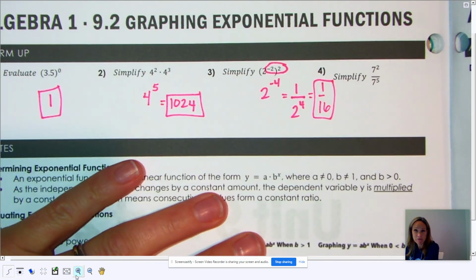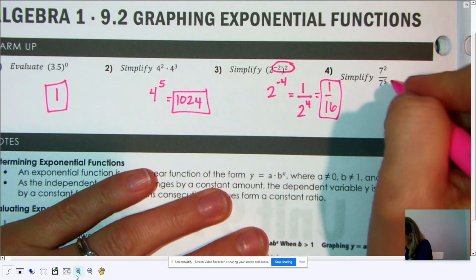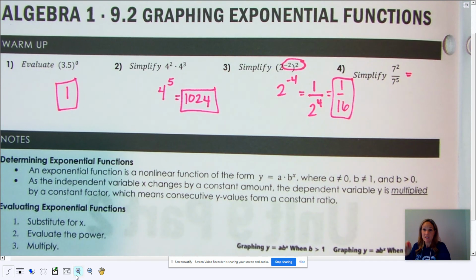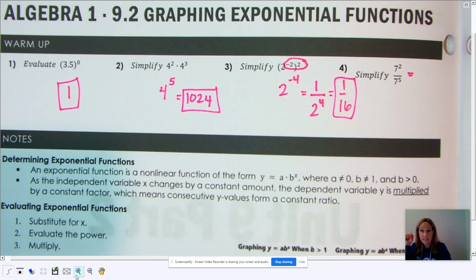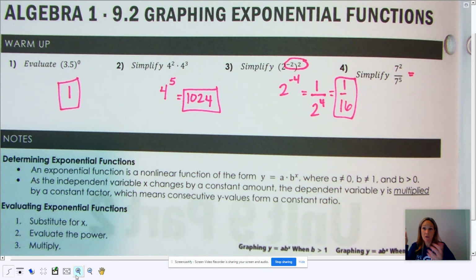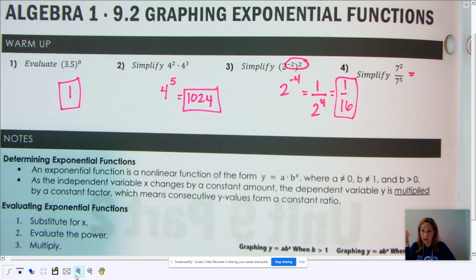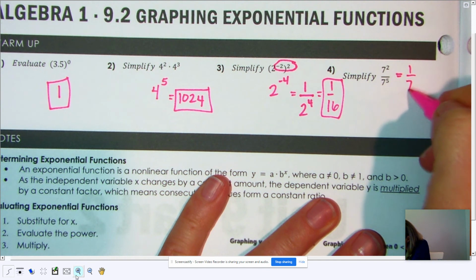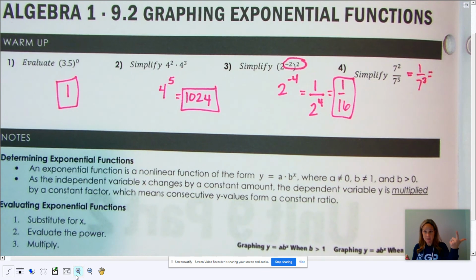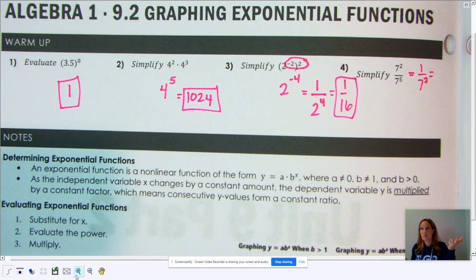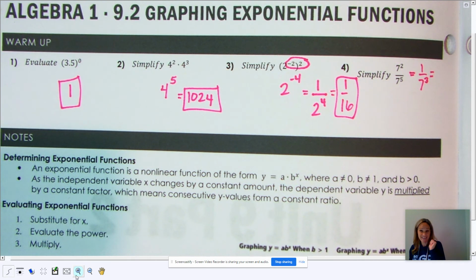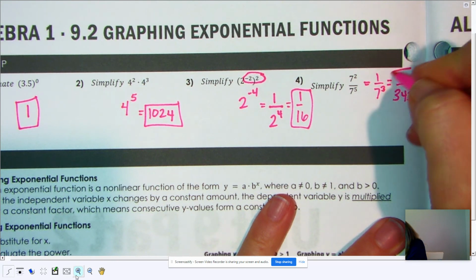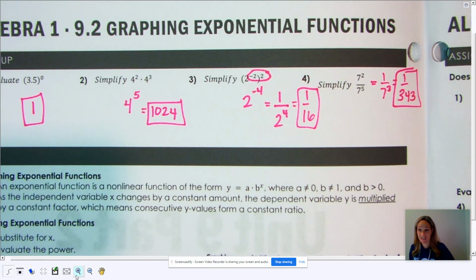And then for number 4, this last one, if I have 2 7s in the top and 5 7s in the bottom, I am going to cancel any that are the same in the top and the bottom. So I always ask myself, where are there more 7s and by how many? Well, there's more 7s in the bottom, and there are 3 extra. So I go 7 times 7 is 49. 49 times 7 is 343, I think. So 1 over 343. All right, you guys are welcome to use your calculators for those.